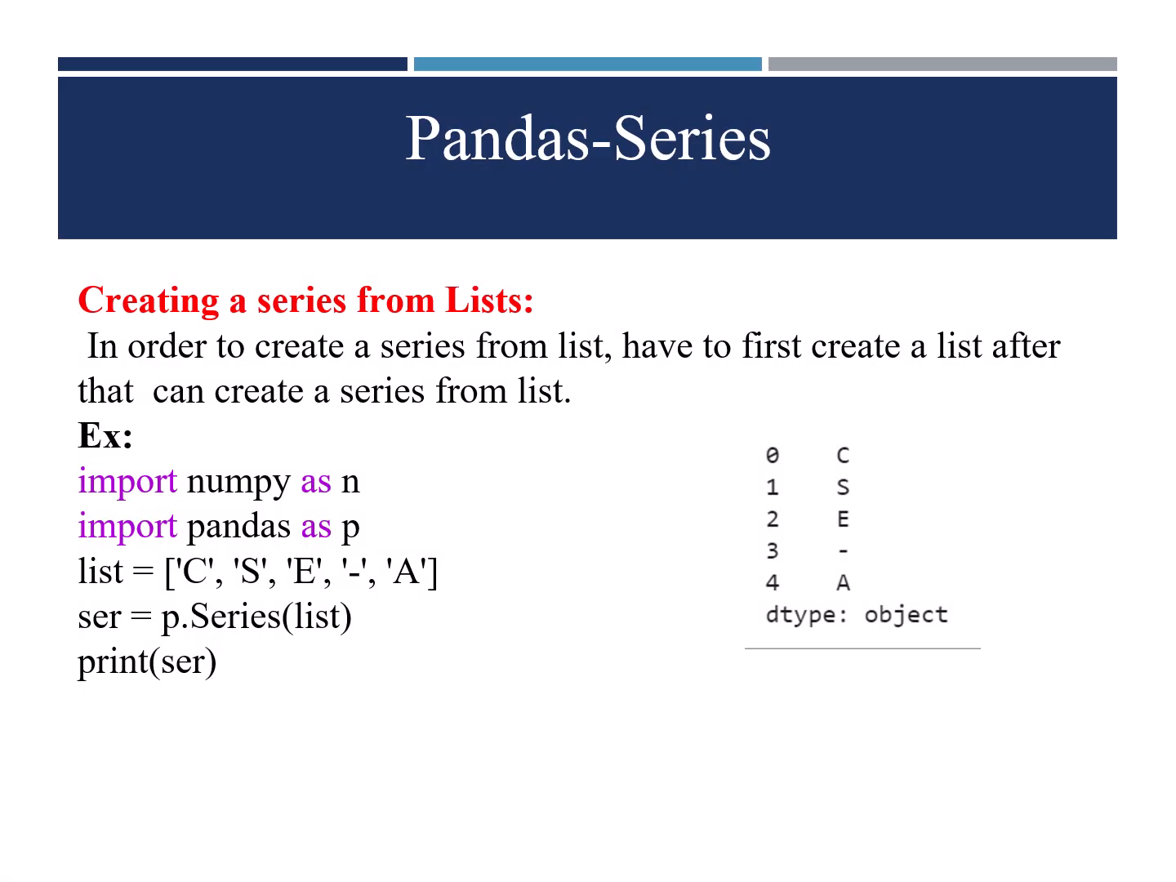Now creating a series from the list. So we can create a series from a list. First we have to create a list, and after that we have to create a series from the existing list. So here is the source code. Import NumPy as n, import pandas as p. Now list equal to, so we'll be creating a list. Now in the next line of coding, ser equal to p dot series of list. So here the series has been created from the existing list.